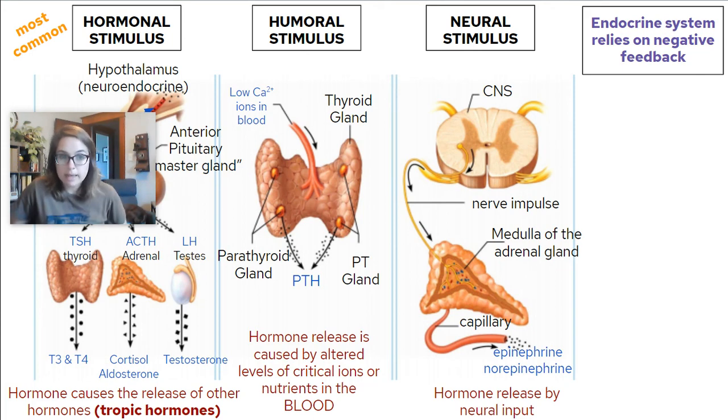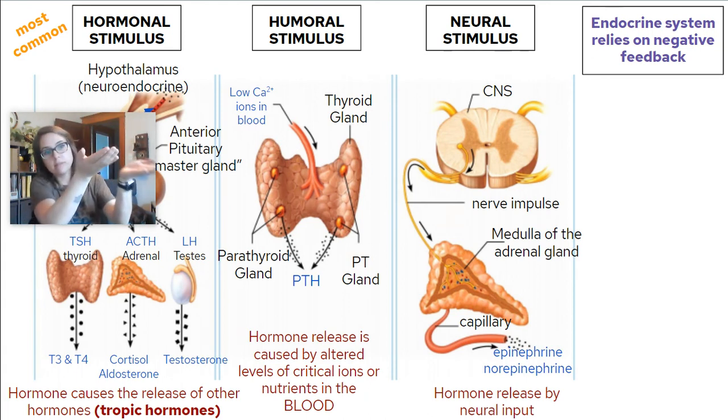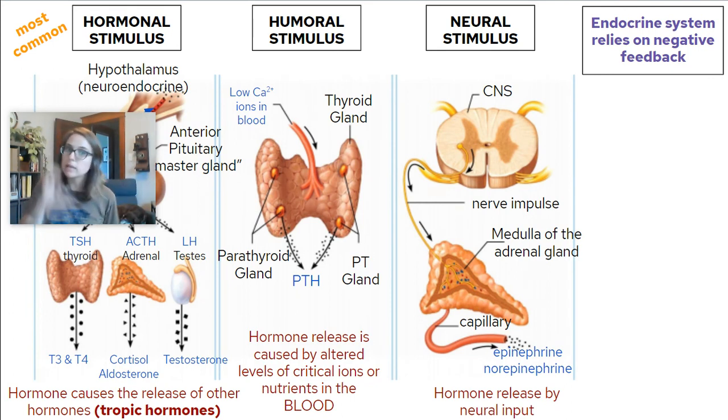So most of my endocrine system relies on that. So here was a good example. My set point for calcium is here. I drop below my calcium levels, so parathyroid hormone brings my calcium levels back up, and it's going to shut off again. So negative feedback is what my entire endocrine system relies on.